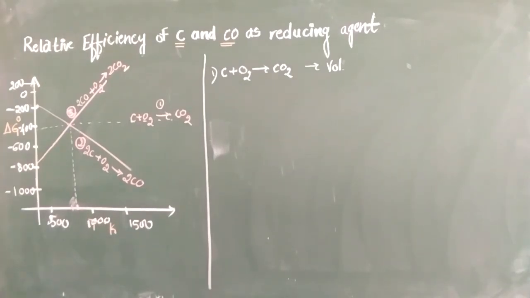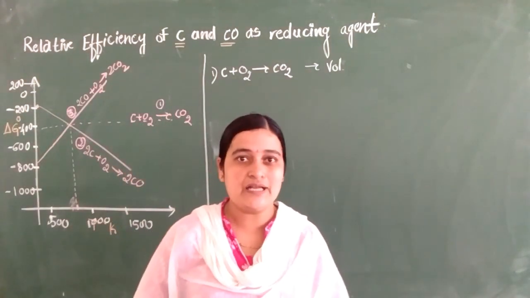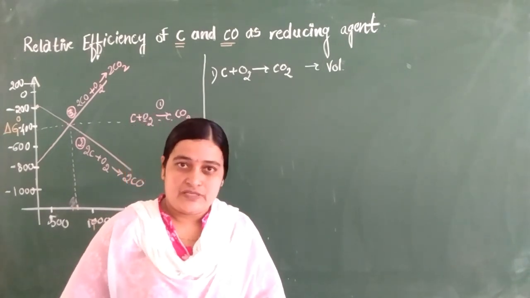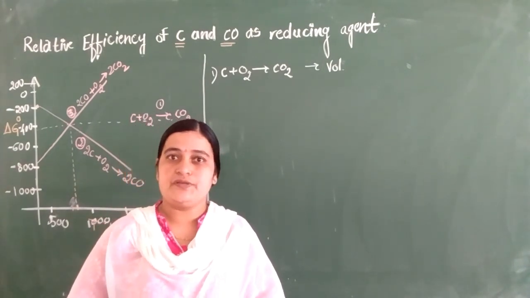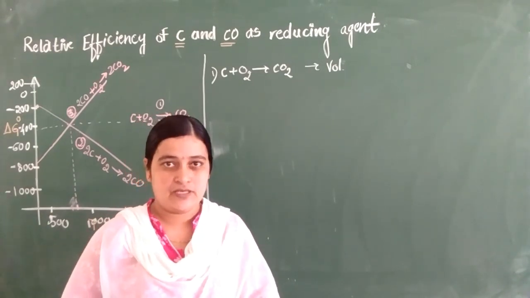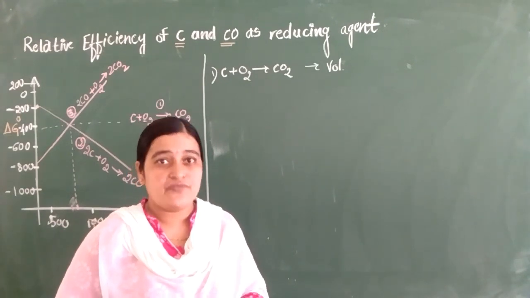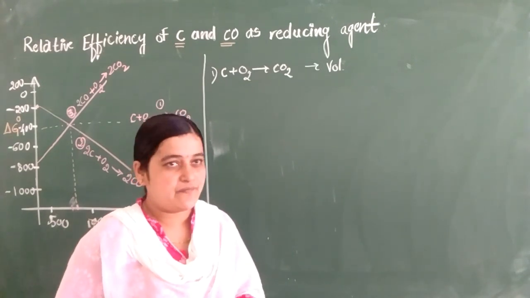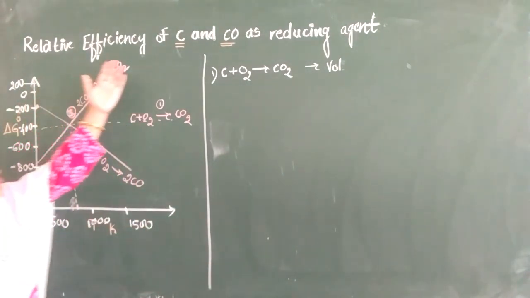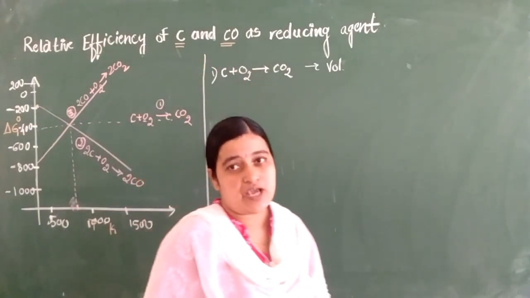Hello students, today we are going to deal with the next part of our topic. We have already learned about the metallurgy part. In the definition we saw the meaning of ores and minerals, and in the metallurgical processes we saw the steps. After that we saw the Ellingham diagram definition and features of the Ellingham diagram, and after that we are going to deal with the relative efficiency of carbon and carbon monoxide as a reducing agent.